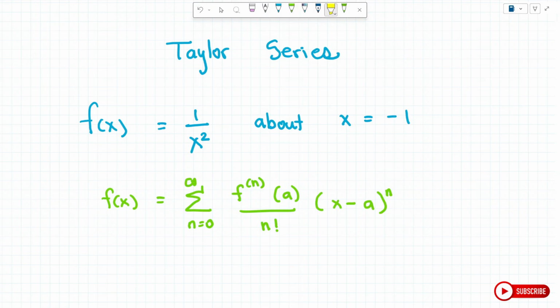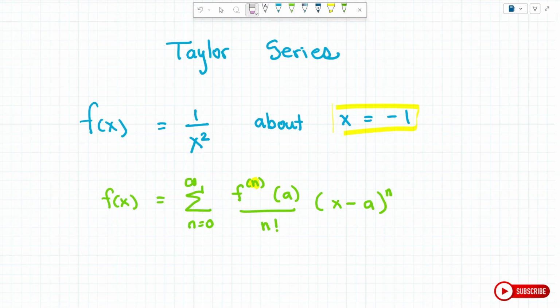So let's just dissect this for a second. Here we can see that this is the nth derivative of our function f evaluated at our point a, which in this case is going to be x equals -1. Then we divide this by n factorial, which helps with normalization. And then we multiply it by x minus a so that it's centered around our point a. And the more terms that you have in your series, the better the approximation is going to be.